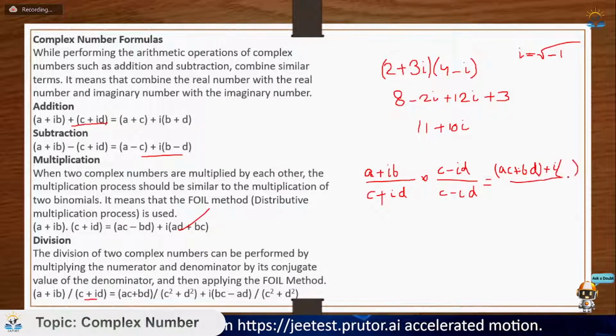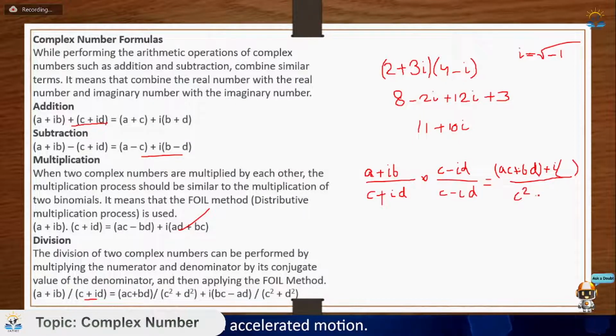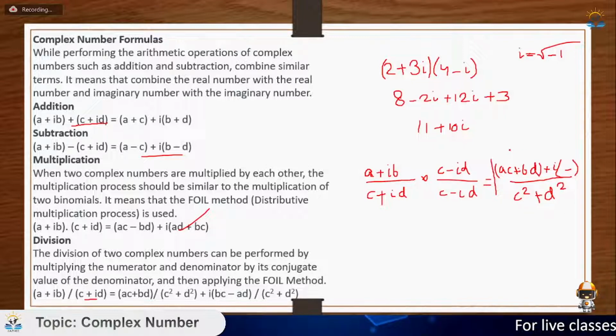In the denominator we have basically done (a plus b)(a minus b), so it would be a square minus b square. So it would be c square minus iota d square, so it would be plus d square, because iota square is also minus 1, and minus will become plus. So you will get ac plus bd plus iota times something upon c square plus d square. This is your final answer.